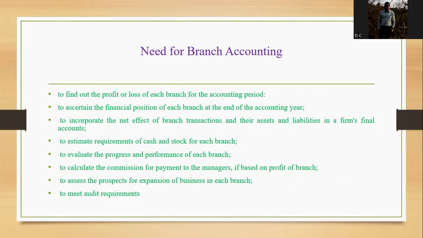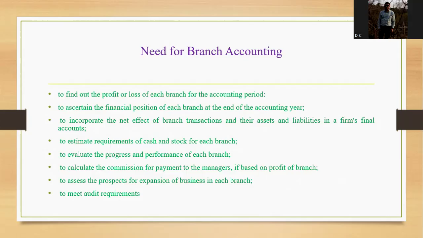To calculate the commission for payment to the managers based on the profit of the branch. If a manager is appointed at the branch, how much commission will the manager be given if it is based on the profit of the branch, because commission is always based on the profits. So manager commission is also a very important part.